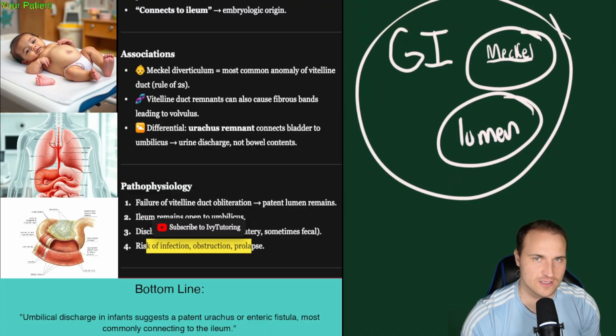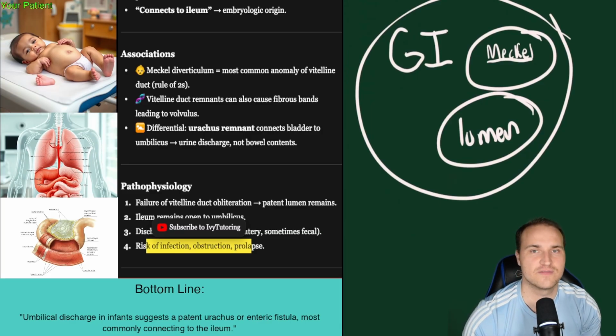It's that failure to close that is the pathophysiology there. It's the persistent vitelline duct, complete patency, and so the ileal contents leak out and the discharge happens, and you can potentially have infectious complications. Also enteric fluid loss and obstruction, things like that. And we should know some associations, like Meckel's diverticulum is a partial obliteration of the vitelline duct.